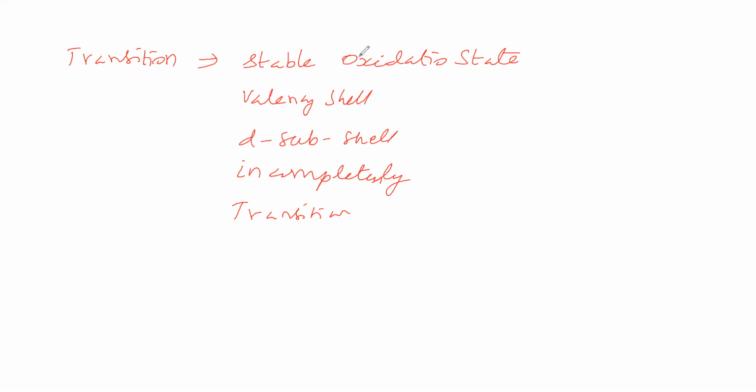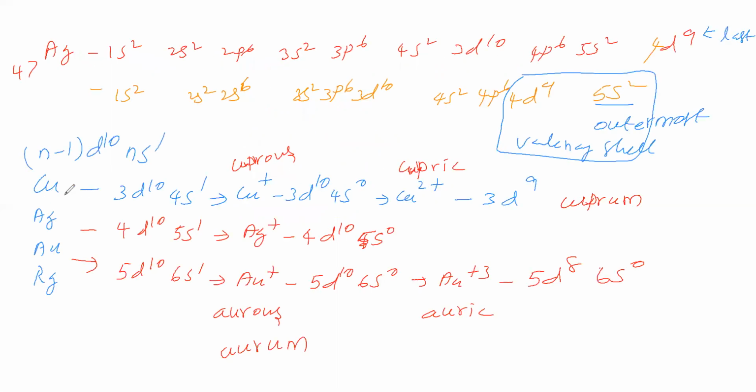In that oxidation state, take its valency shell. In that valency shell, consider the d subshell. If that d subshell is incompletely filled, then the d block element we have to say is a transition element. This is also another point for transition elements. Now we will see copper. Copper mostly exists in +2. This +2 valency shell has a d subshell that is incompletely filled. Silver can show mostly Ag+ only.